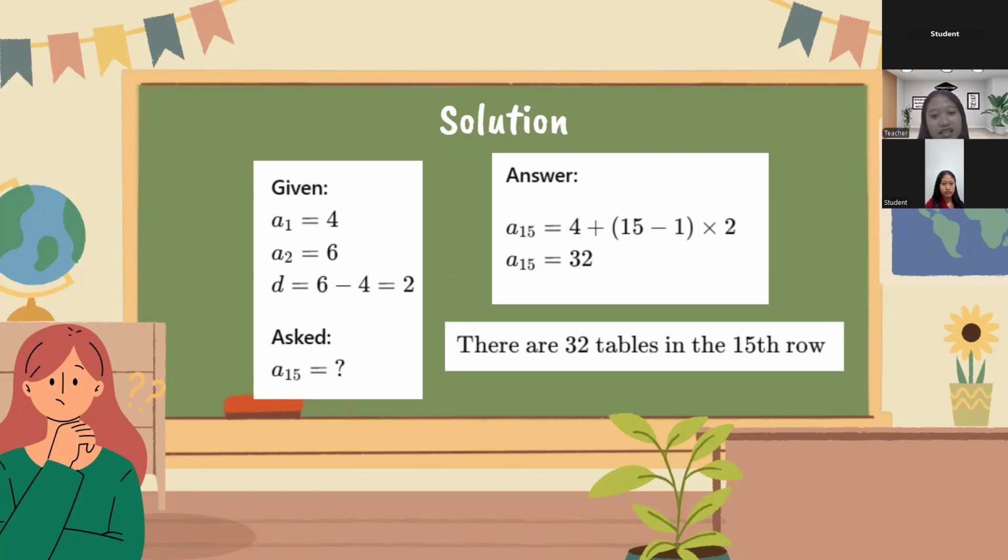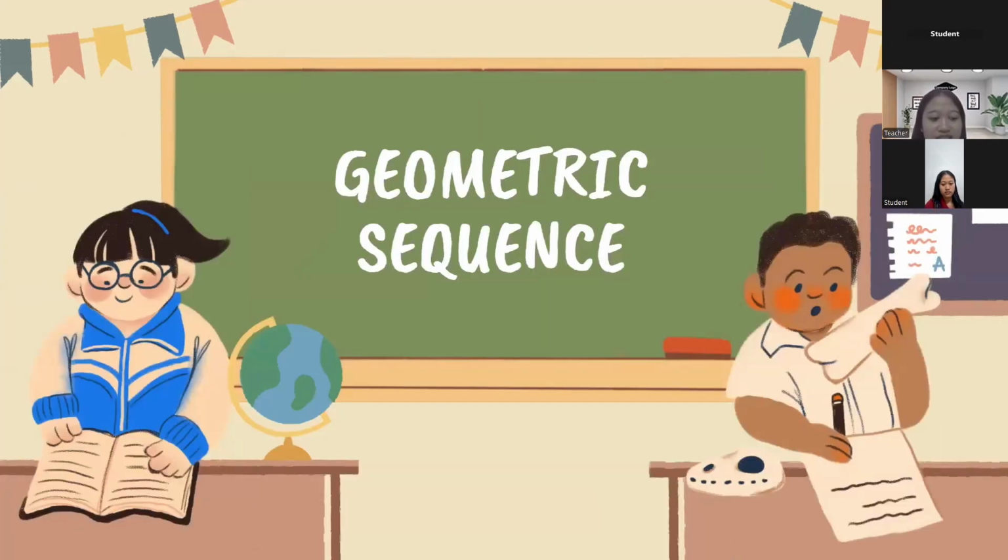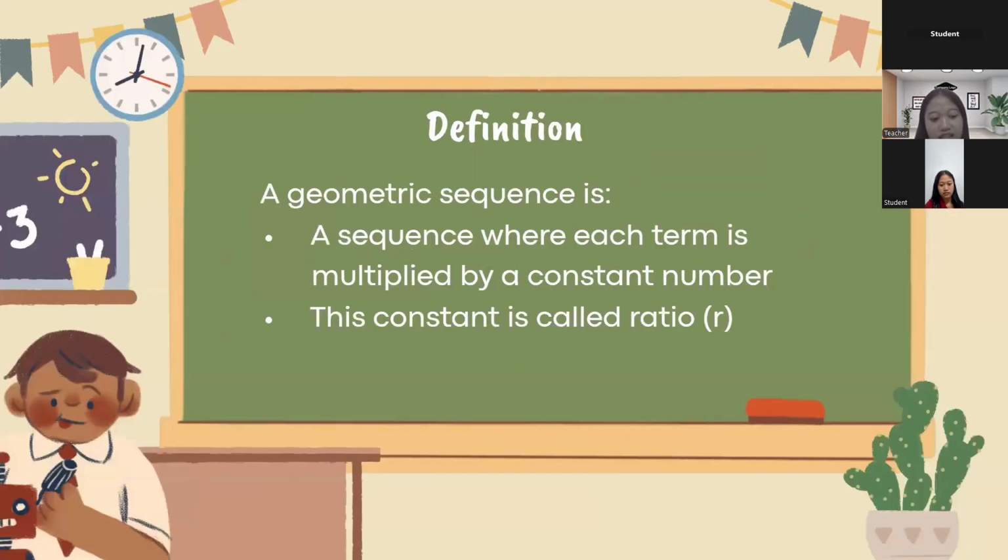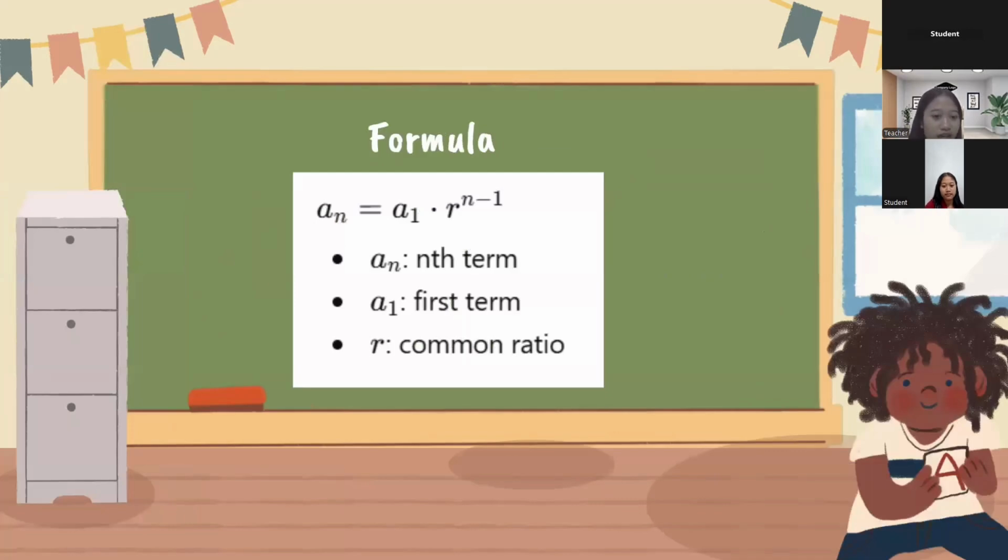Okay, let's talk about geometric sequence. The definition is: a geometric sequence is a sequence where each term is multiplied by a constant number, and this constant is called the ratio, or r. Is it addition or multiplication? Multiplication. Okay, very good.